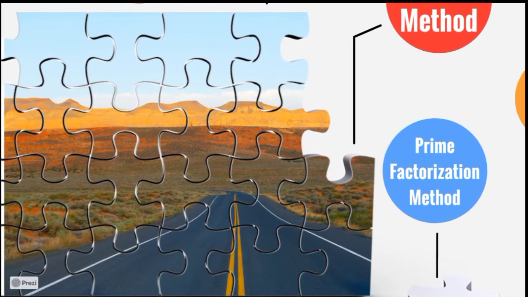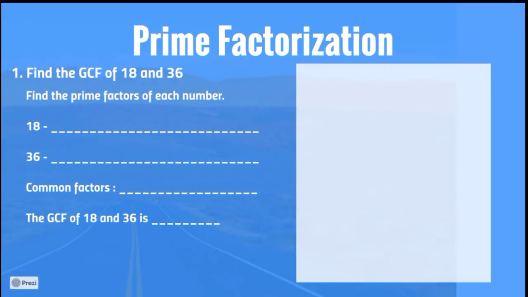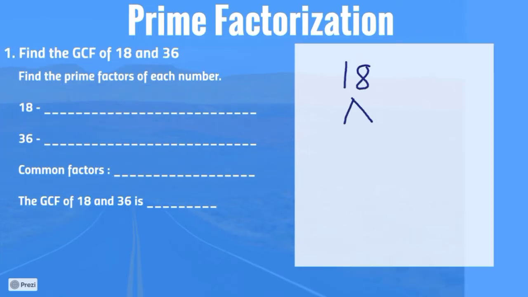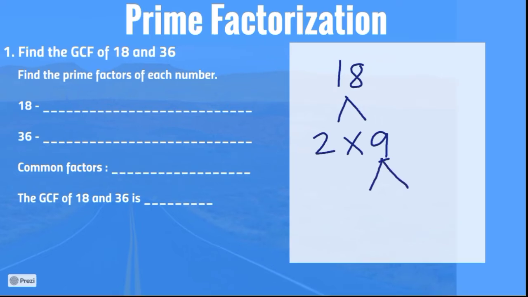Alright, so now let's use the prime factorization method to find the GCF of 18 and 36 for example number 1. So prime factors ang hahanapin natin para makuha ang GCF ng dalawa o higit pang number. So using the factor 3, so 2 times 9 at ang 9 ay composite number. So kuhanan natin ng dalawang factors na prime. So 3 times 3. Okay. So prime factors of 18, 2 times 3 times 3.